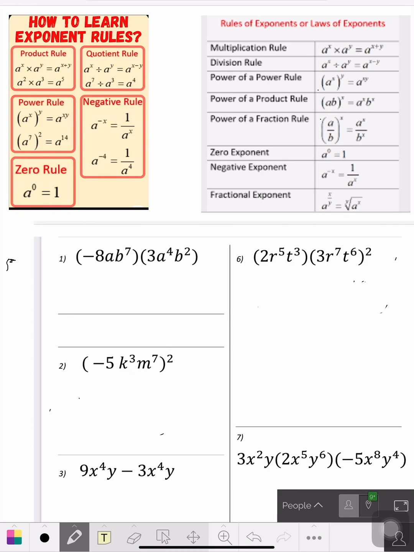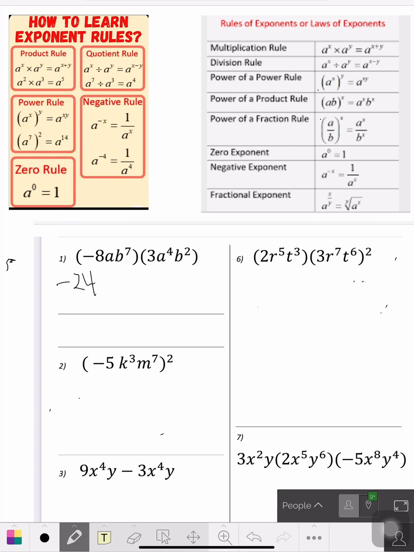It's brackets, negative 8a to the first. Now, if they don't have a number there, it's always to the first power. So it's a to the first, b to the seventh, end of brackets, times 3a to the fourth, b squared, end of brackets. So let's start with the coefficients. So it's negative 8 times a positive 3. That's going to be a negative 24.